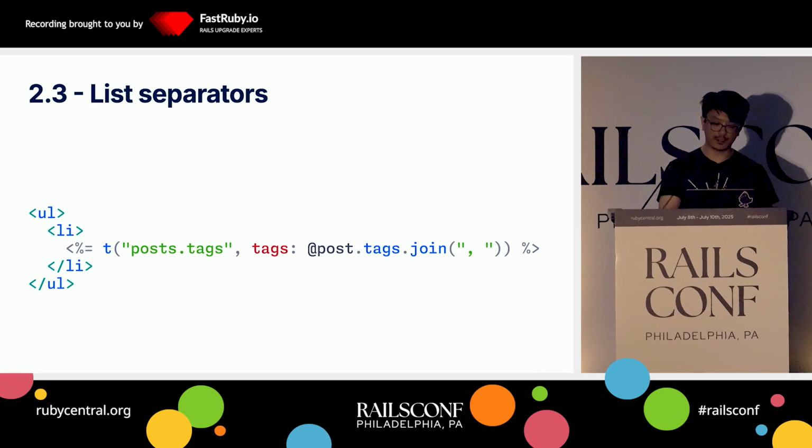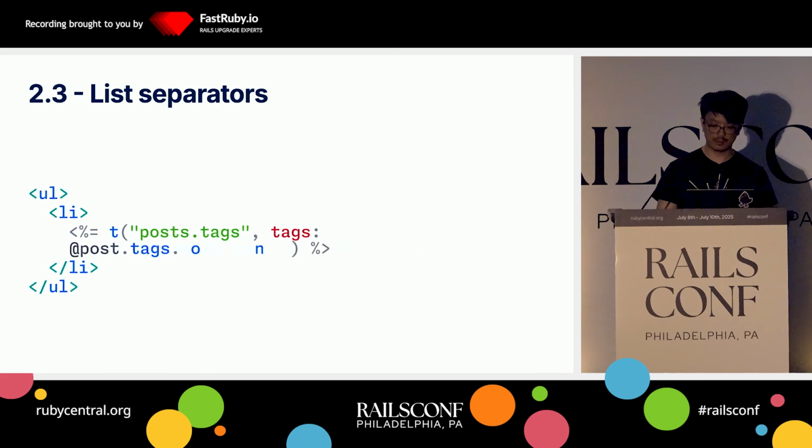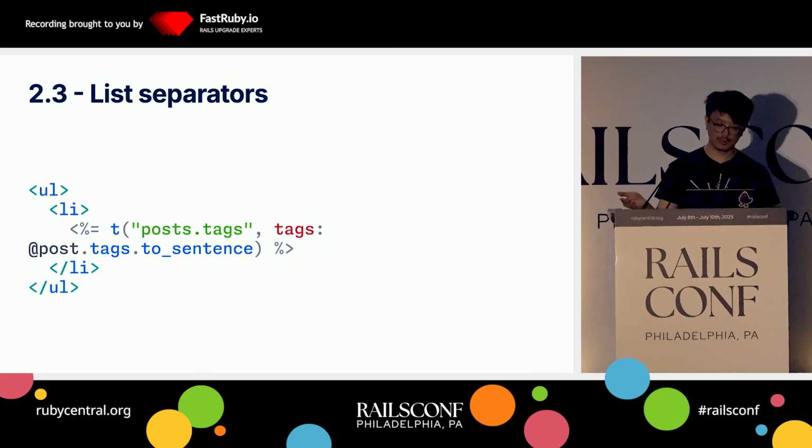So going back to our example, we can replace join with toSentence. toSentence is an array extension provided by Rails, but you can also call it as a helper if you don't want to use the monkey patch. It simply joins the items of the array by looking up the appropriate word connectors from the locale YAML.